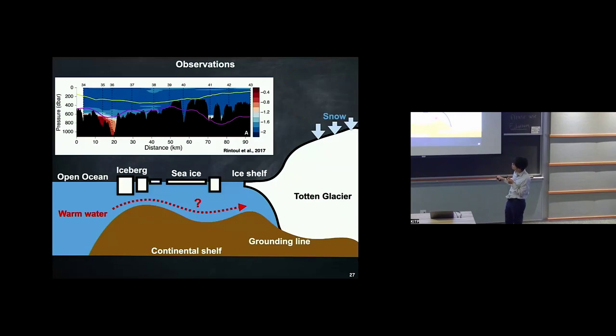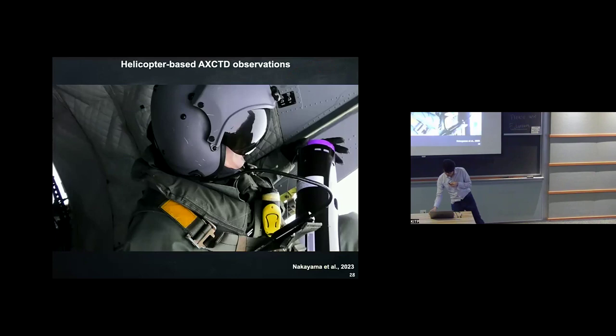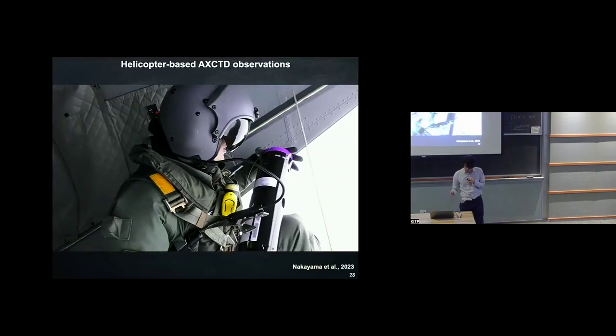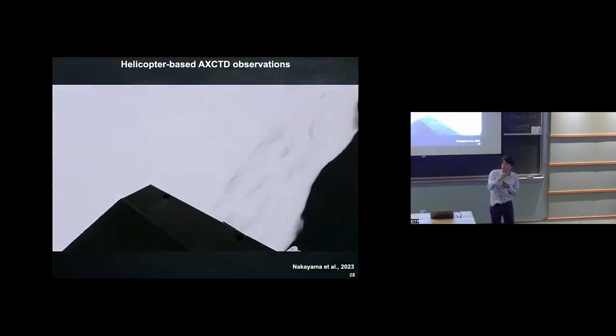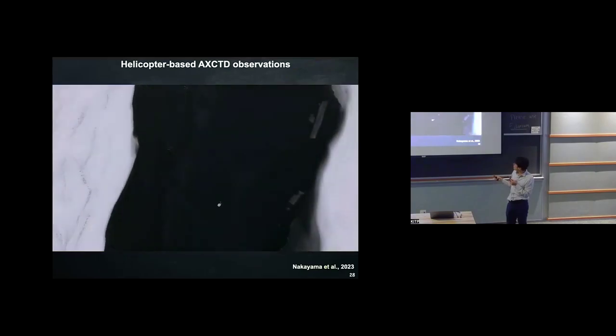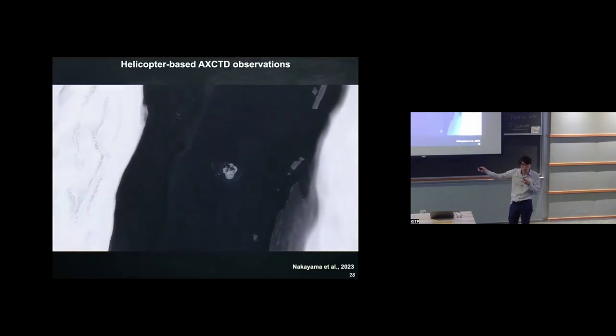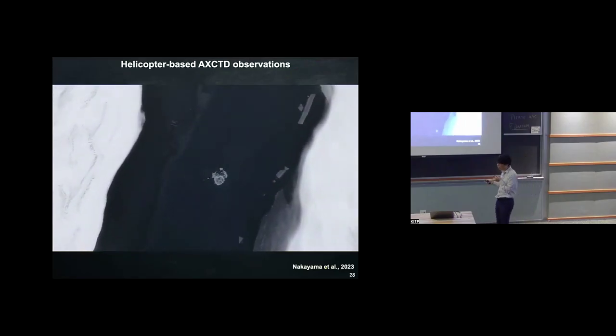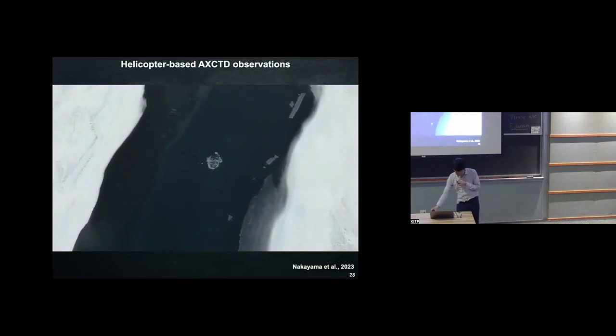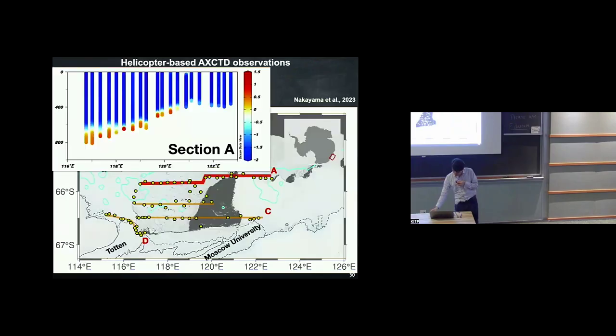However, there have been a lot of icebergs and sea ice, and it was quite difficult to measure in these locations. So I was in Japan, participating in Japanese observation cruises, and we actually did airborne measurements, trying to understand the heat pathways towards this region into the ice shelf cavities in Totten. Based on the observations, we found that there is a pretty warm water traveling towards Totten.